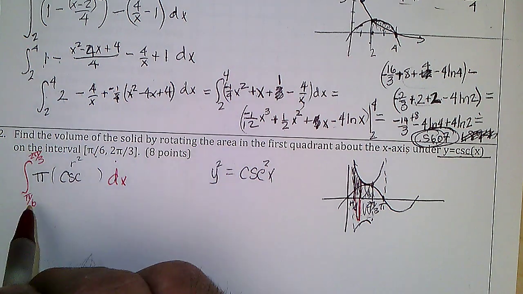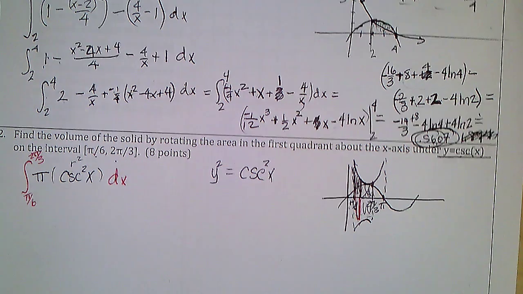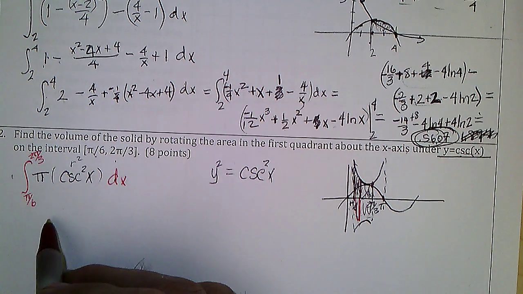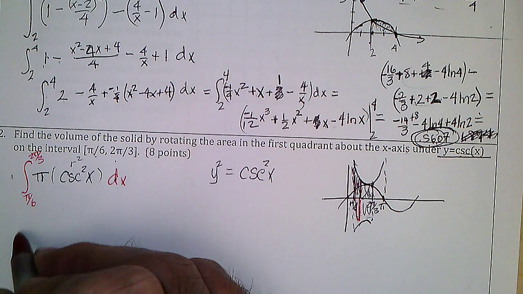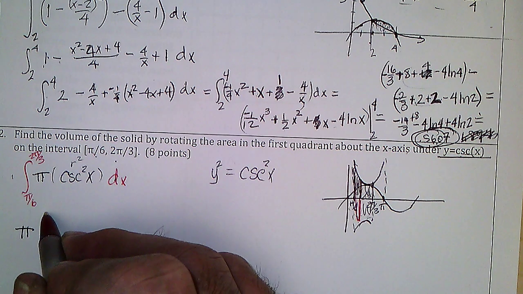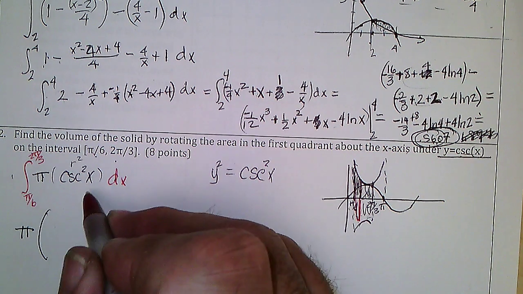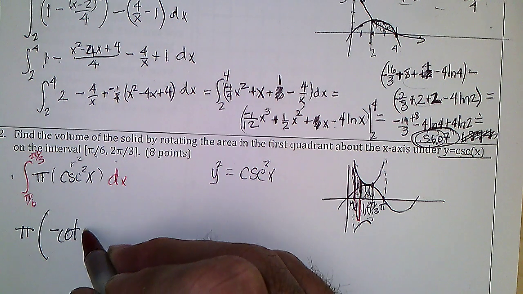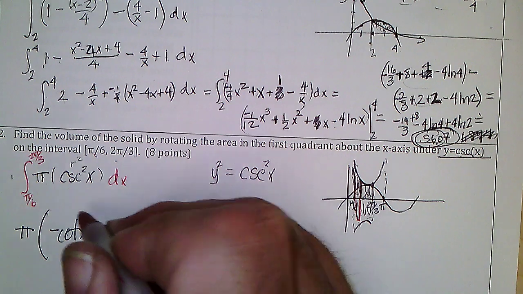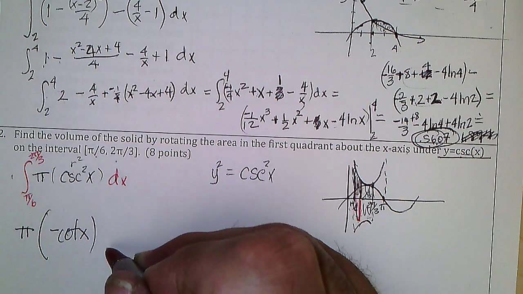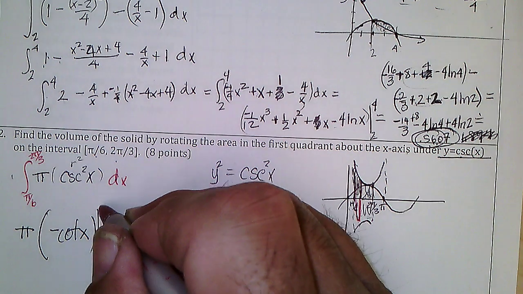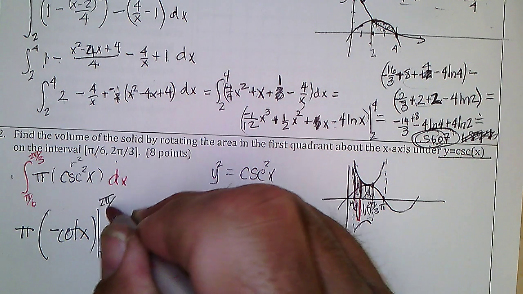So the pi comes out. The integral of cosecant squared is negative cotangent x, evaluated from pi over 6 to 2 pi over 3.